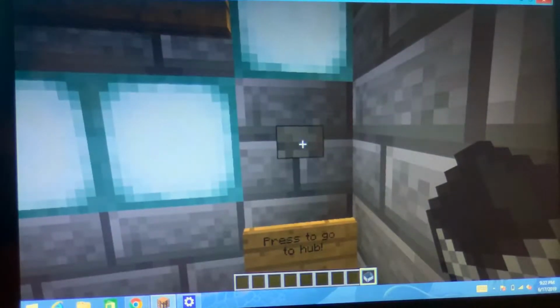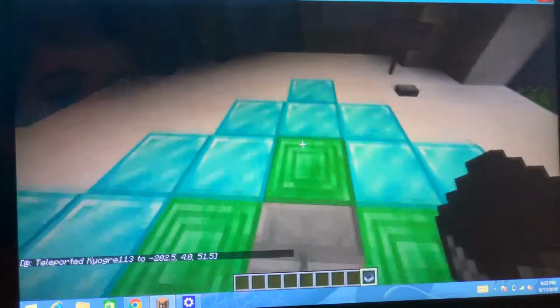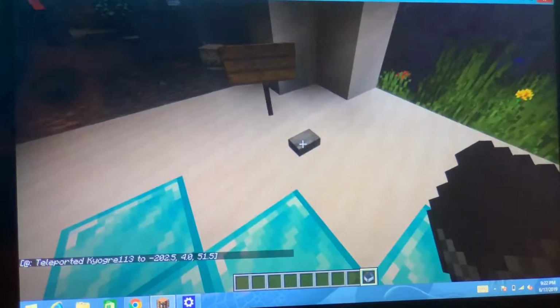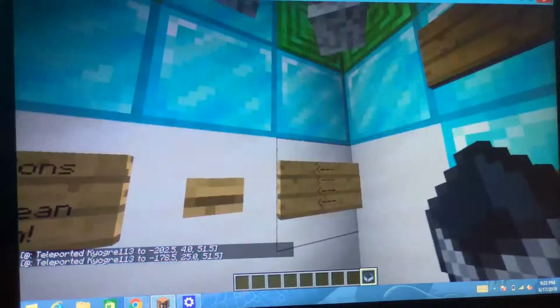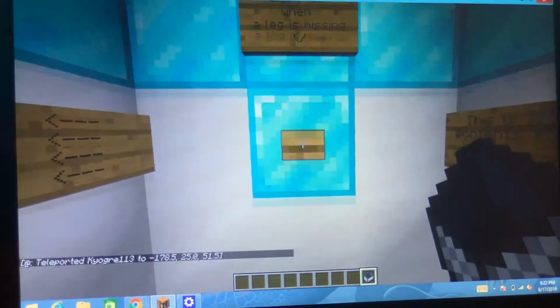So now I must go back to the lobby. We are all done with examples with no hypotenuse. Now we go back to the contents page, and we have finally examples when a leg is missing.